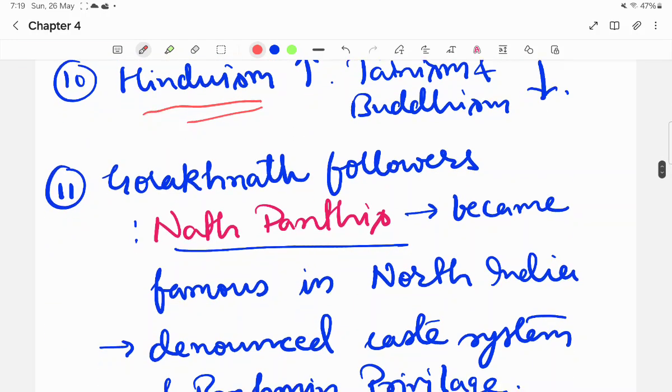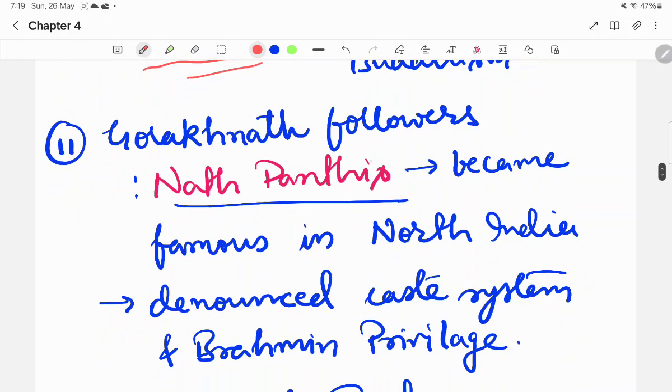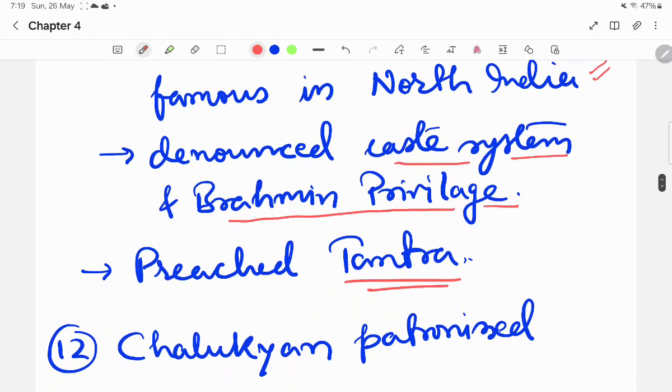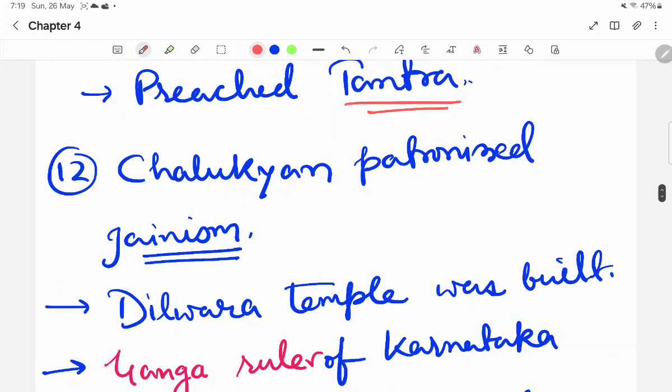And there were Nath Panthis existing in North India who were Gorakhnath's followers, and they became famous in North India. Their philosophy was that they first denounced the caste system, and they also denounced the privileges garnered by the Brahmins, and they preached Tantra. So these were important points of the Nath Panthis.